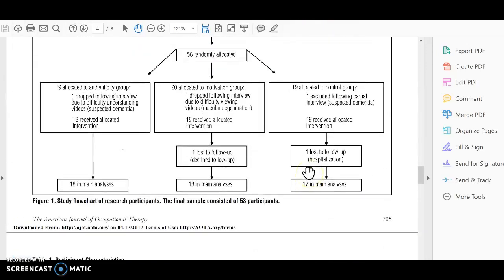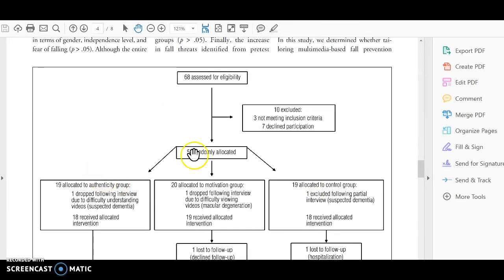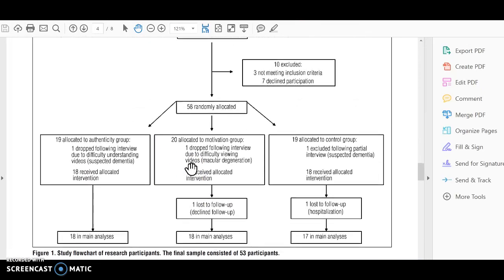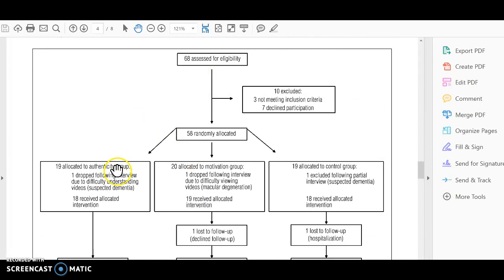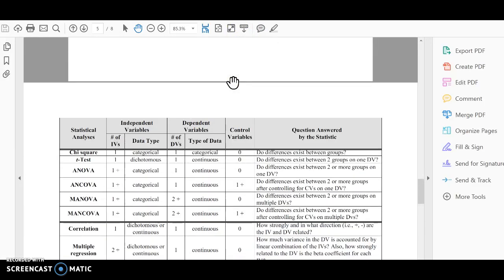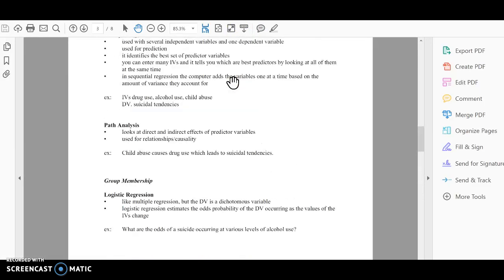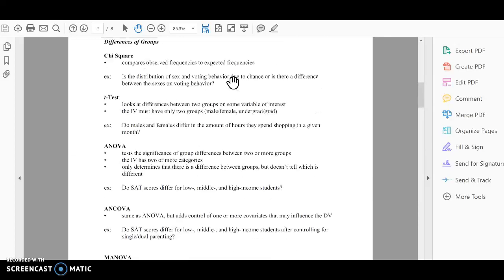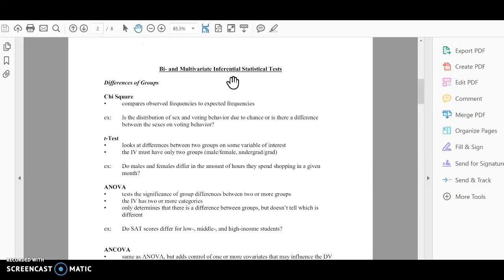Now, let's go back up and take a look at the figure on page 705. This study utilized 3 groups. That's important because what do we know about the number of groups when comparing the mean of groups? That will let you know which statistical test should be used. And as we know, we do have a handy dandy handout that tells you what test is best to use when, right?